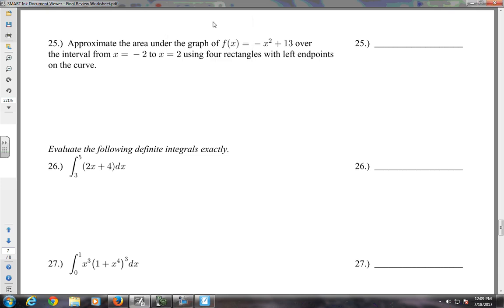Business calculus students, good work making it this far into the videos. We're on the last page of our final review worksheet. We're going to be talking about definite integrals.